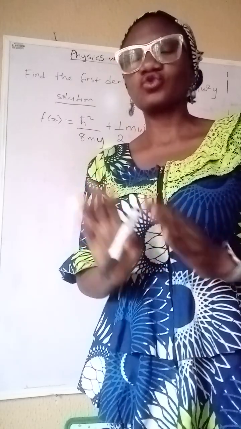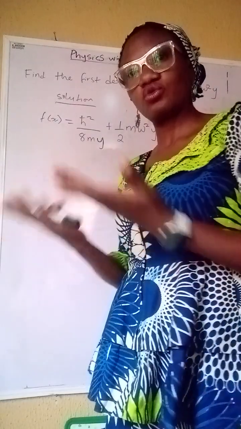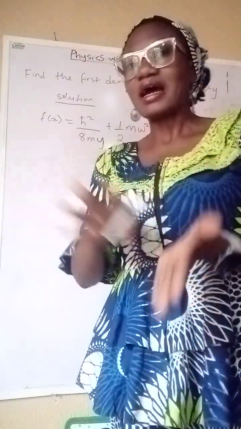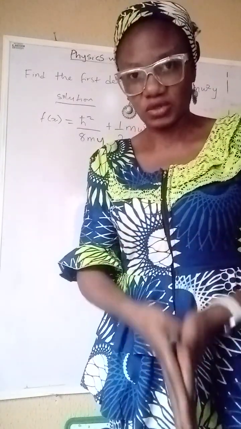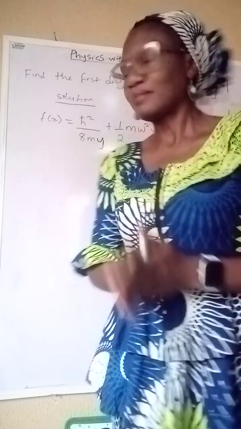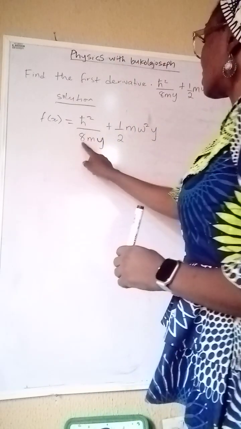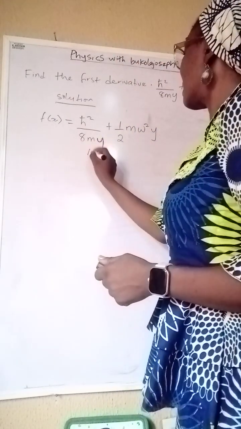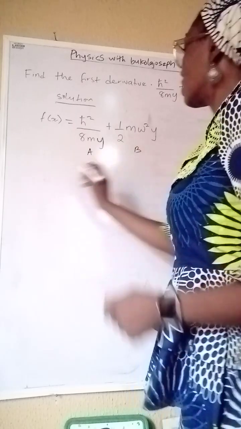What we will do is split this question into two parts, like A and B, and then at the end of the day, we'll sum them together. Okay, now let's do this. So if we split this, let's call this A and then this is B. Okay, so now let's start.